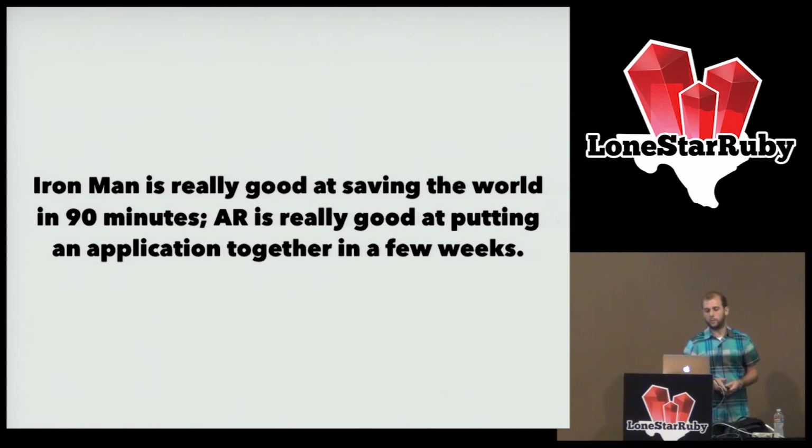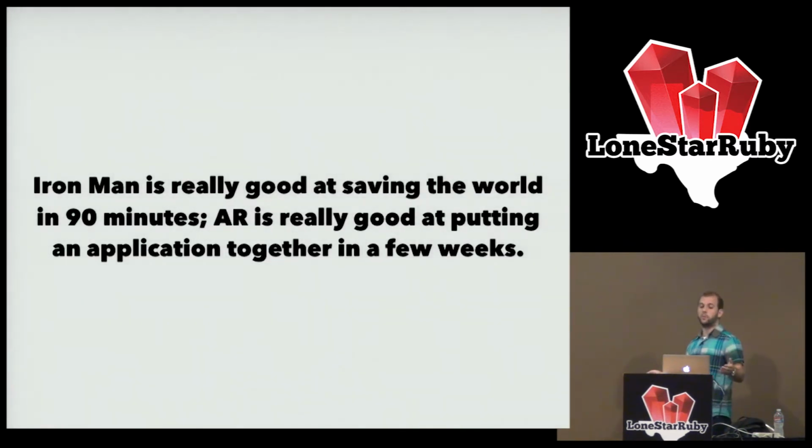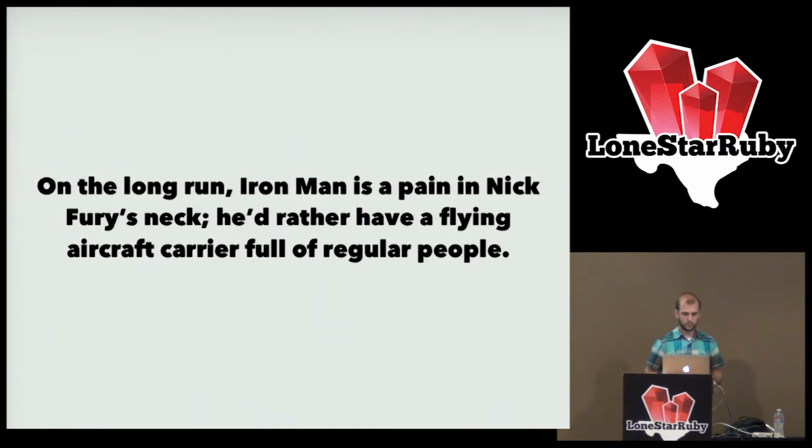And the same thing goes for Active Record. When you get in trouble with Active Record, it can get really weird really quickly. And so Iron Man is really good at saving the world in 90 minutes, and Active Record is really good at putting an application together and teasing out an idea in a few weeks. But in the long run, Iron Man is a pain in, for instance, Nick Fury's neck.